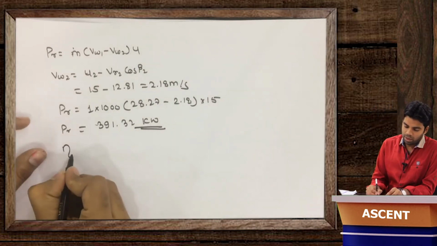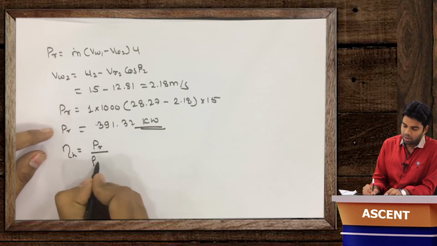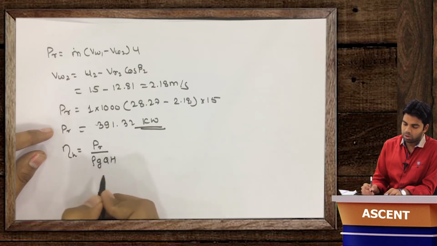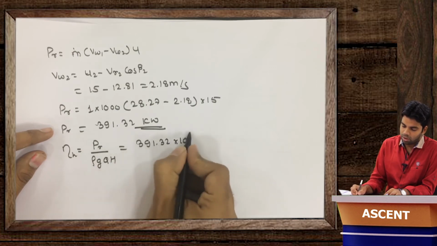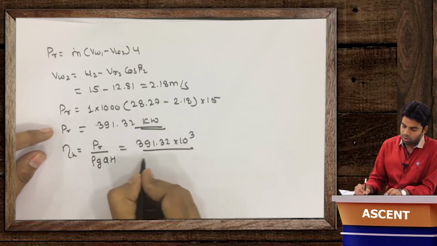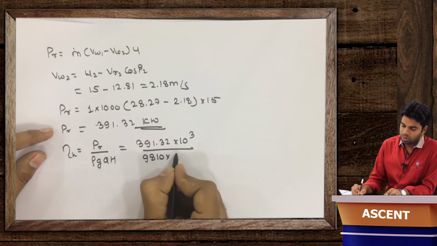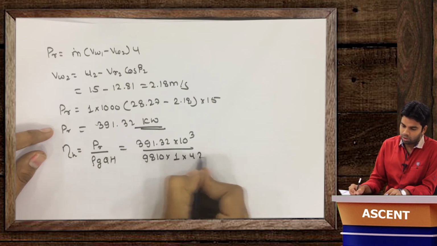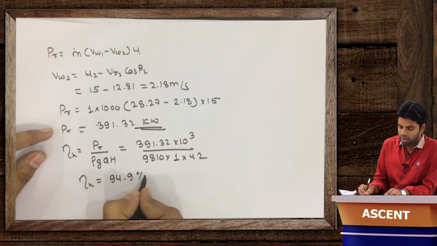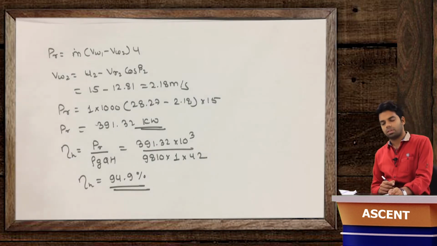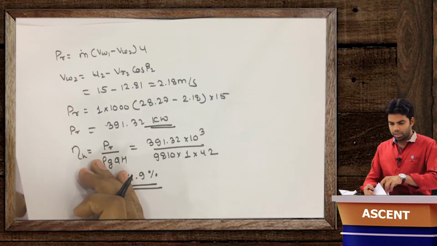Okay, similarly hydraulic efficiency we can have. Hydraulic efficiency is runner power divided by water power, rho gQH. So this will be 391.32 into 10 raised to power 3 in watt divided by rho gQH. Rho into g is 9810 into Q is given as 1 meter cube into 42 meters. So from here hydraulic efficiency will be equal to 94.9%. Okay, so this is how we can determine this for the Pelton wheel turbine. Getting this? Okay, next question.